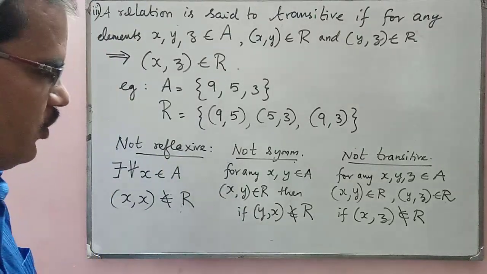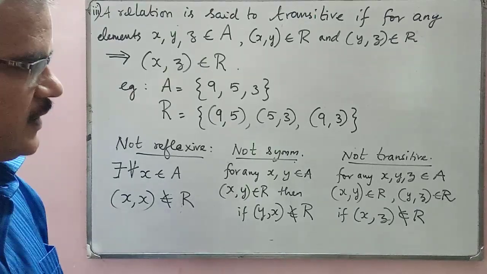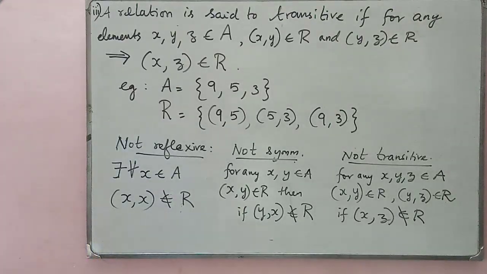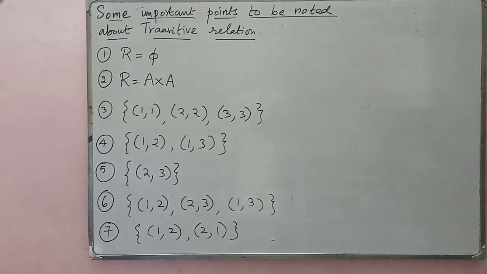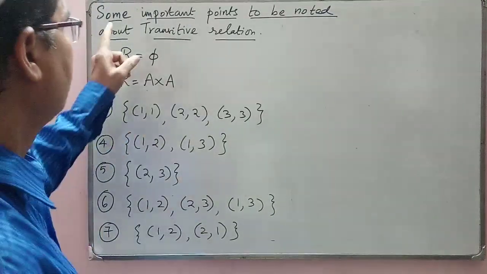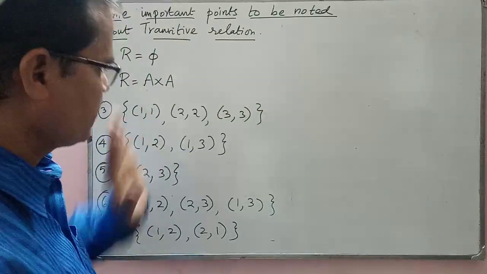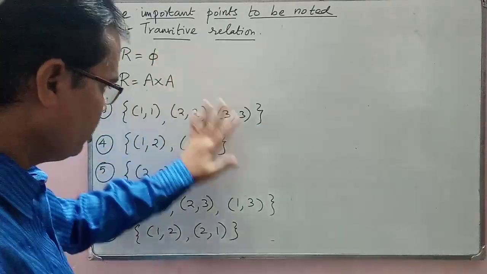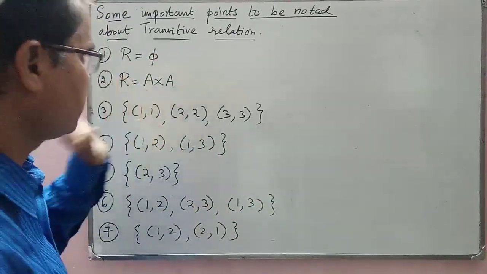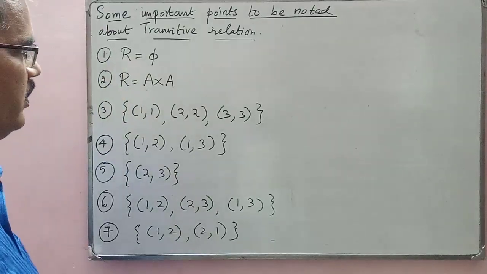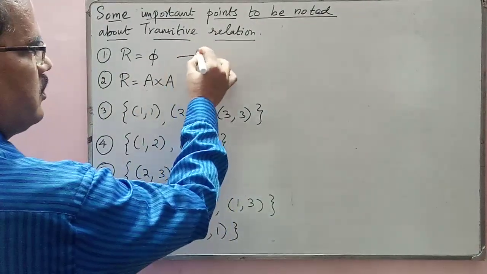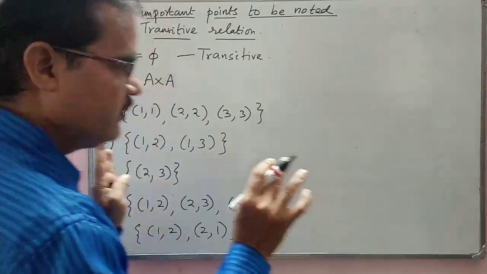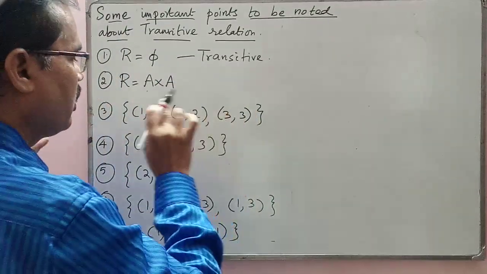Okay, children. Now, as I told you, we are going to see an important page which will help you to understand transitive better. Let us see, children, some important points to be noted about transitive relation. These are some of the doubts which I found with the children, which I found confused in transitive relation. Let us see. First, empty relation. Empty relation is always transitive. Here you cannot check. The important point is if you cannot check the condition, then you can take it as transitive.